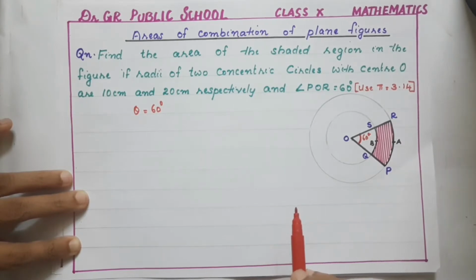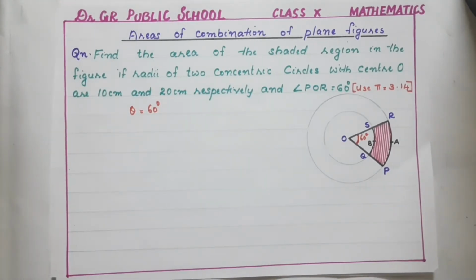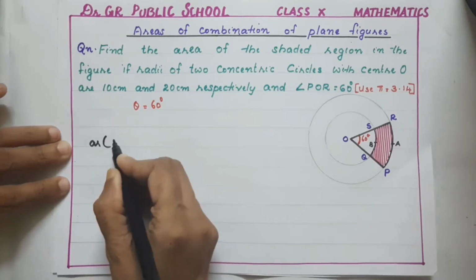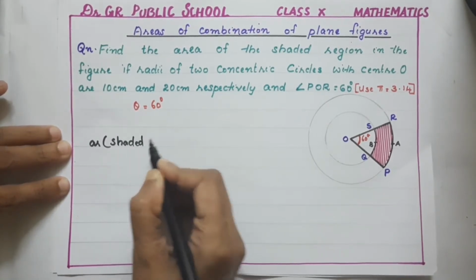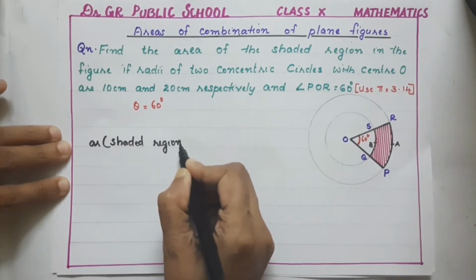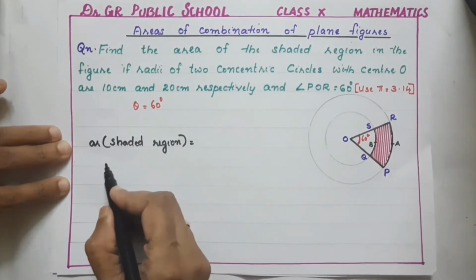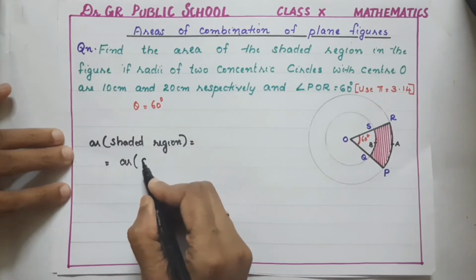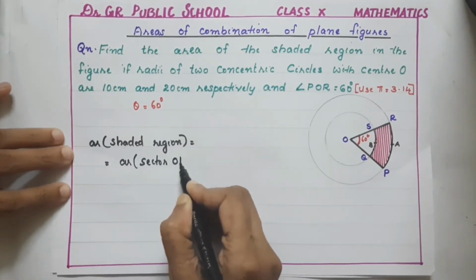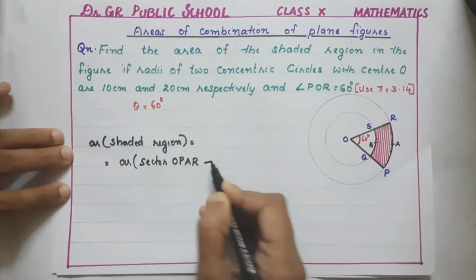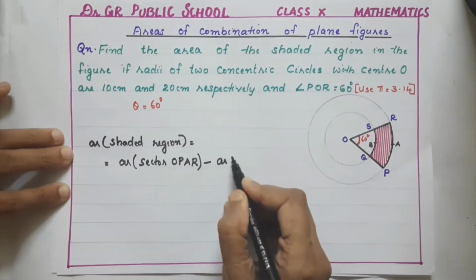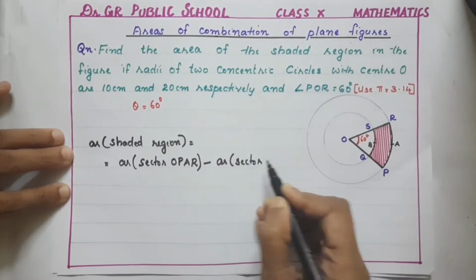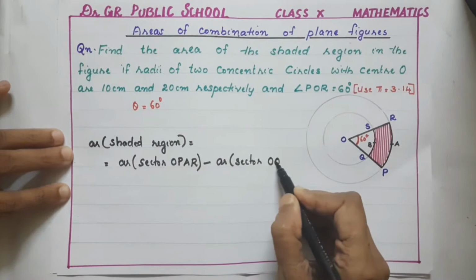Now what do we need? What is our formula? Our formula is: area of shaded region equals area of sector OPAR minus area of the small sector, area of sector OQBS.